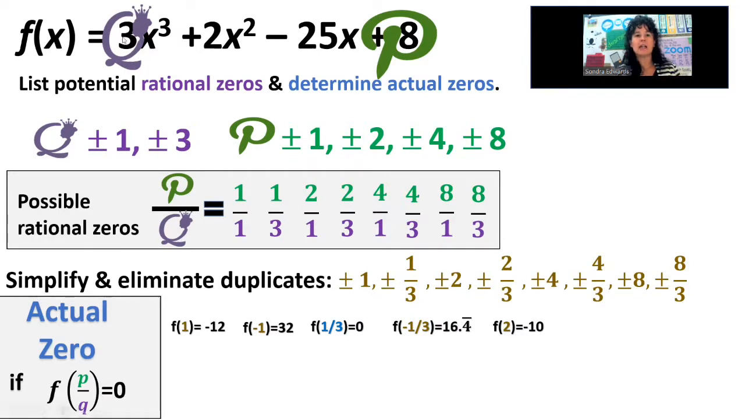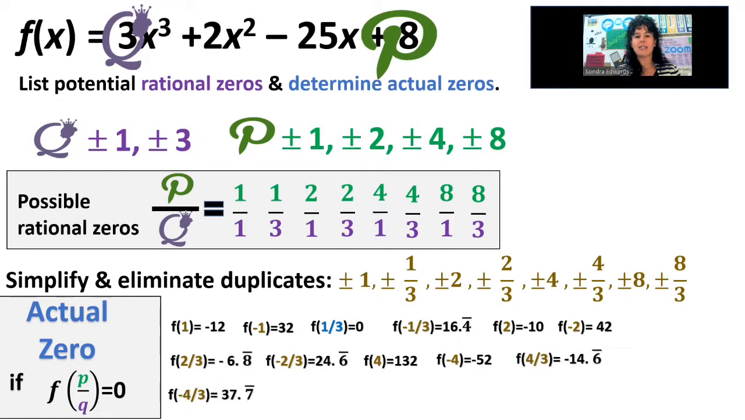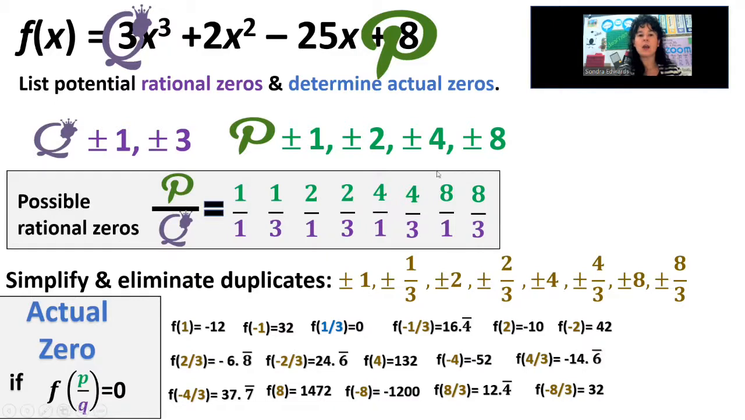I plug in 2. Again, it's 3 times 2 cubed plus 2 times 2 squared minus 25 times 2 plus 8, and I get negative 10. I continue substituting. Oh, I'm not finding any. Oh, no, that was so painful. Okay, so we have substituted every potential rational zero, and we only found one of them that worked. This is a cubic, so the other 2 x-intercepts are not rational numbers, they are irrational numbers. But we're going to be able to use this rational zero to find the irrational ones.